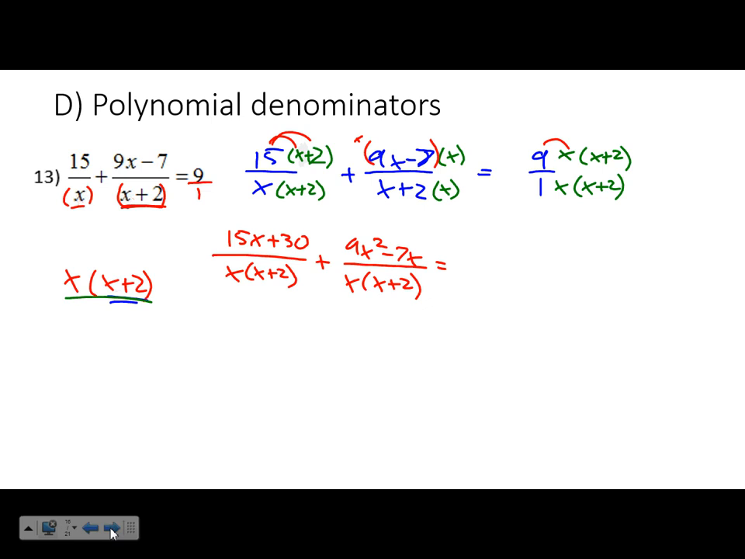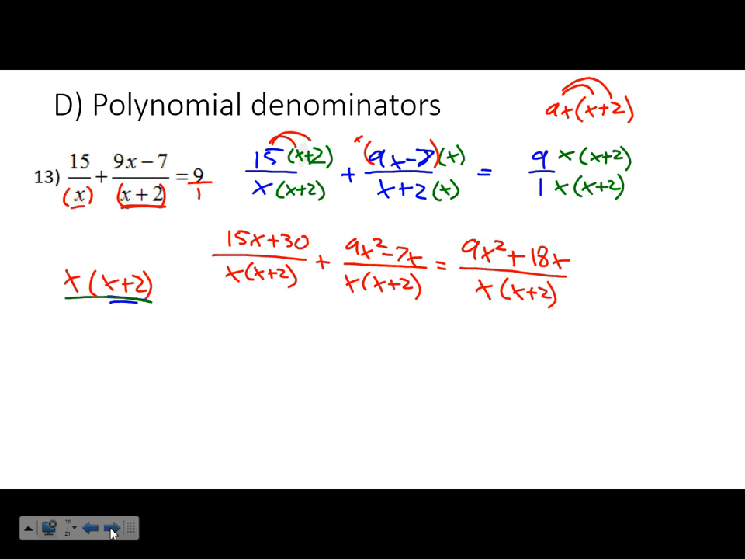Let me do this a different way. So don't distribute, don't do what I almost did where you distribute like this. That's not going to work very well. Instead, I'm going to take the 9 and the x multiplied together first. So that means I have 9x times x plus 2, and then distribute that. 9x times x is 9x squared. 9x times 2 is 18x over x times x plus 2.